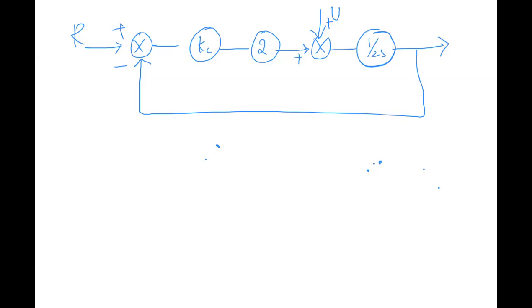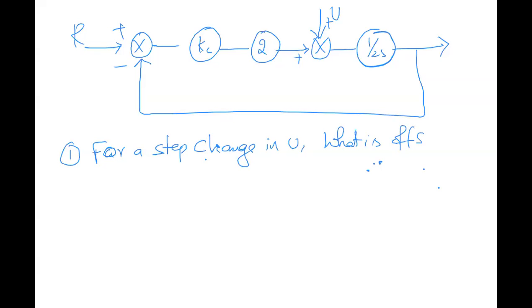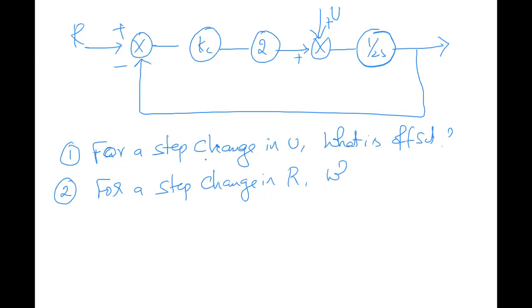So the question is, first one, for a step change in U, what is the offset? Second question, for a step change in R, what is the offset?